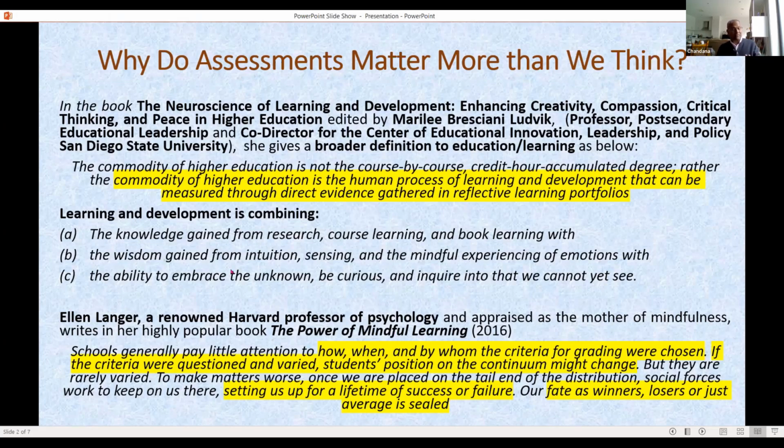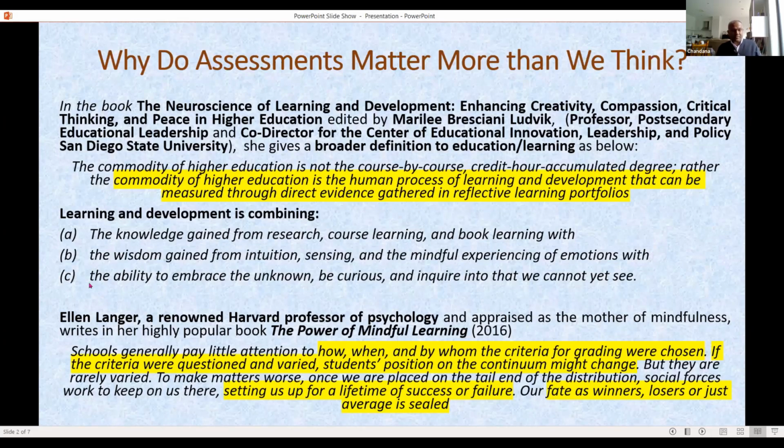We'll suggest some ways of doing that, and I'm opening up this discussion. There could be many other ways to assess that. And in this definition from Marilee, they have highlighted one clear way of assessing this: learning portfolios.